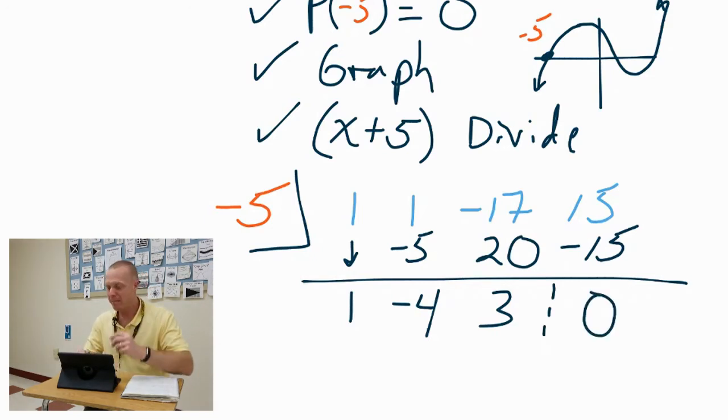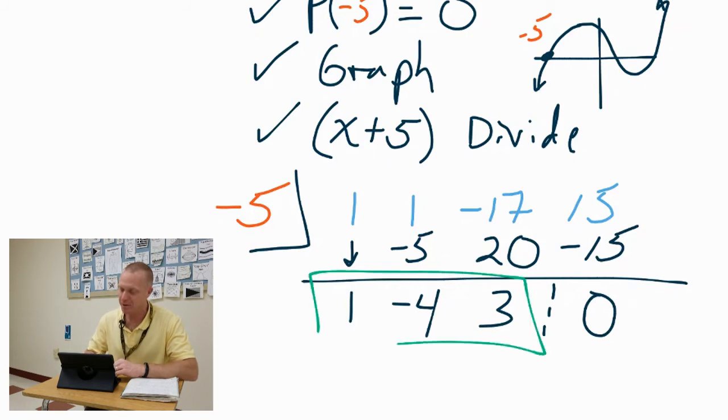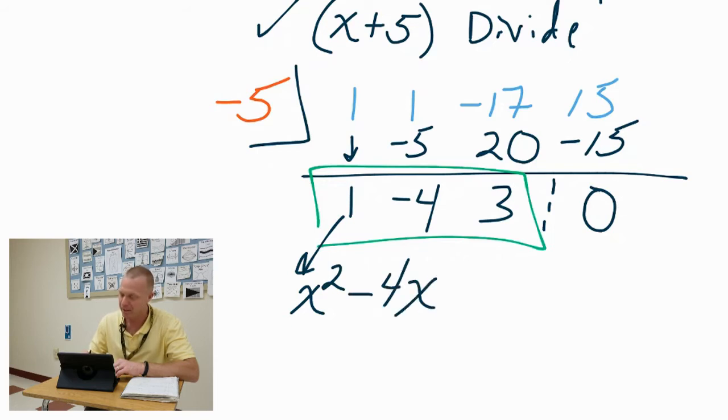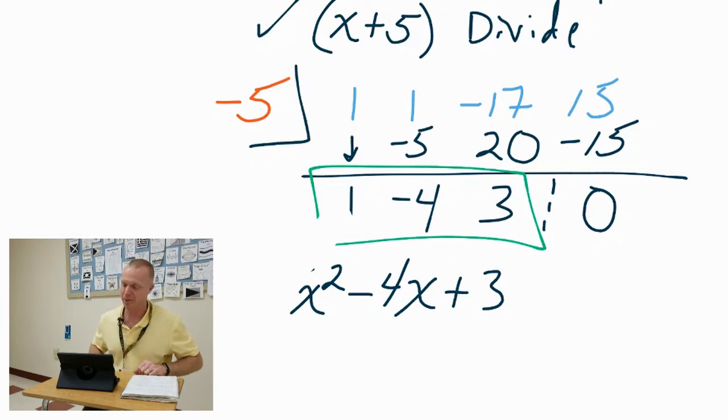0. Now remember, the numbers that we got here, the so to speak 1, negative 4, and 3, those actually represent a depressed polynomial. It's not depressed because it's sad, but it's depressed because its degree has gone down by 1. And so this 1 is going to be the coefficient on a degree of 2. This negative 4 is going to be the coefficient on just x, and then we end up with 3. So our depressed polynomial is known as x squared minus 4x plus 3.